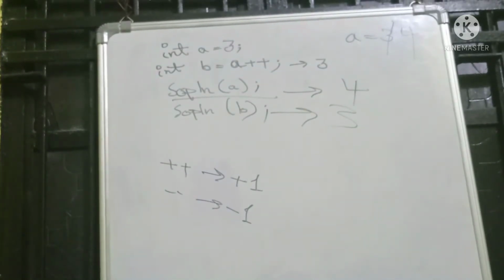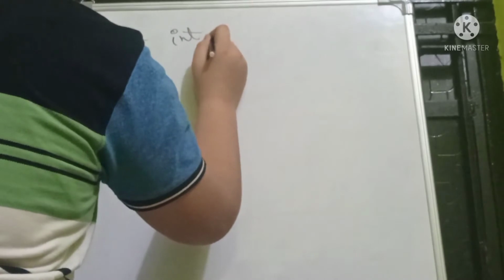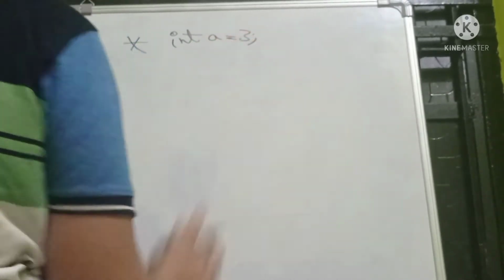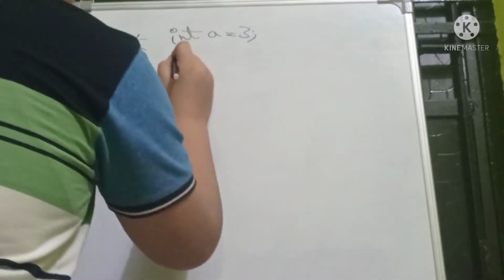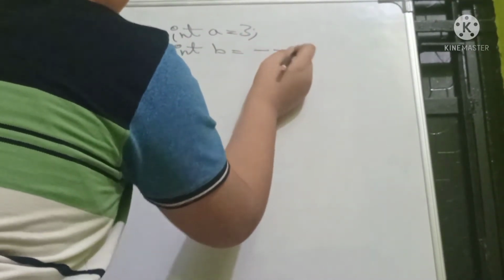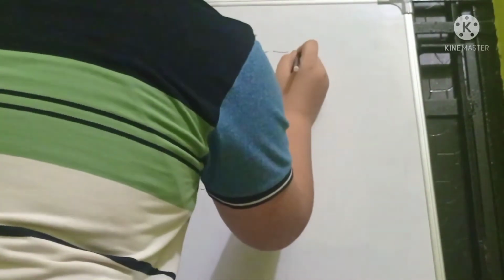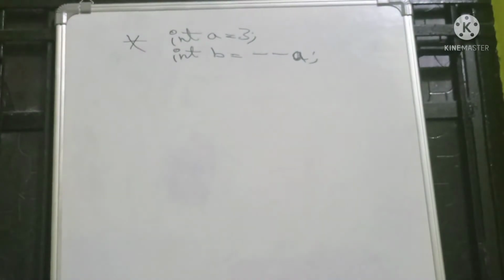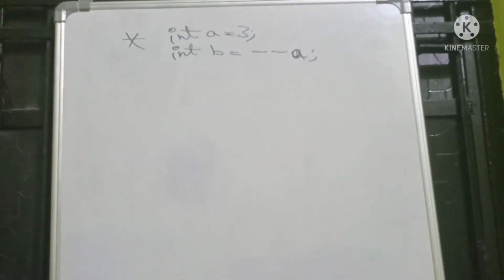Let's move on to our next question. Int a is equal to 3. I have assigned 3 to a. Int b is equal to minus minus a. See what I have written: int a is equal to 3, int b is equal to minus minus a.